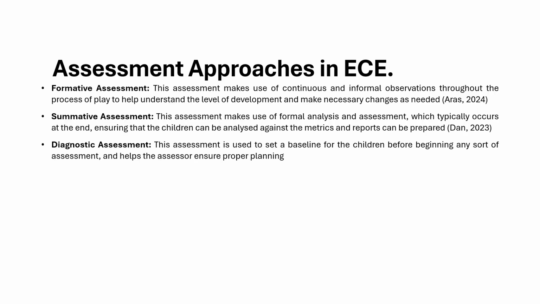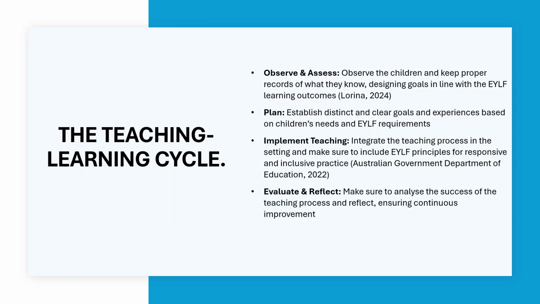So let's start with the different types of assessment used in early childhood education. First, formative assessment is continuous and informal. Educators observe children during play to track development and adjust planning as needed. Secondly, summative assessment happens at the end of a learning period. It allows formal evaluation against specific outcomes and helps in report preparation. Finally, diagnostic assessment is done before formal learning starts. It sets a baseline, helping educators understand where each child is at and how to plan effectively.